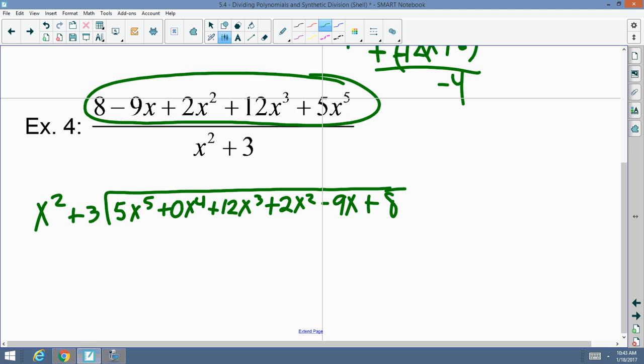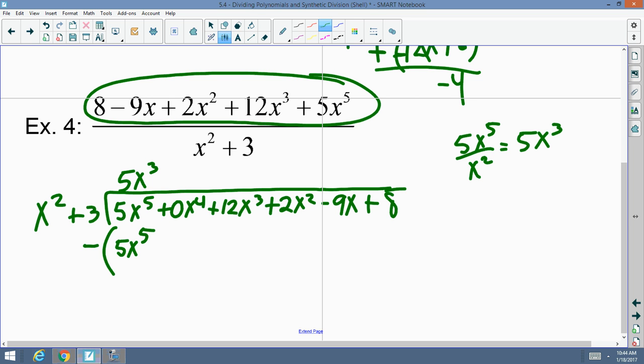Now, how many times does x squared go into 5x to the 5th? x to the 5th divided by x squared. It's going to be 5x to the 3rd times. Very good. So this is 5x to the 3rd. Now distribute the negative to the product. 5x to the 3rd times x squared is 5x to the 5th. Very good. 5x cubed times 3x is? Okay. Plus 15x to the 3rd.